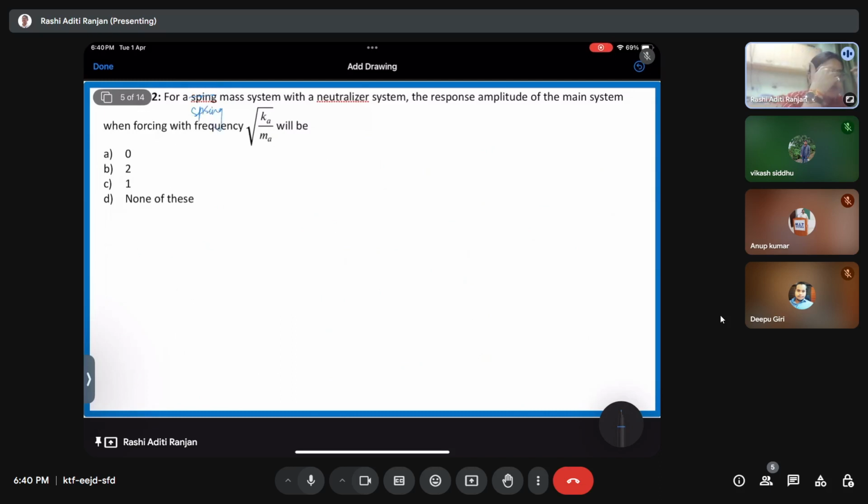For a spring mass system with a neutralizer system, the response amplitude of the main system when forcing with frequency, this will be. Now, first we need to understand what is a neutralizer. So, we talk about a tuned vibration absorber, in which, if I have a spring mass system, I attach another spring and another mass to my system so that it is able to reduce the vibration of my system. It is like, for example, if I have this, it is of mass m, and then there are two springs.